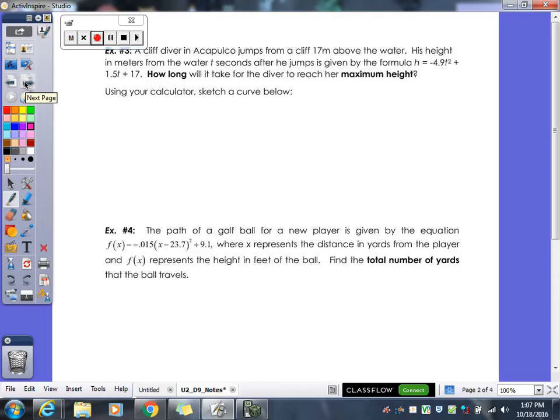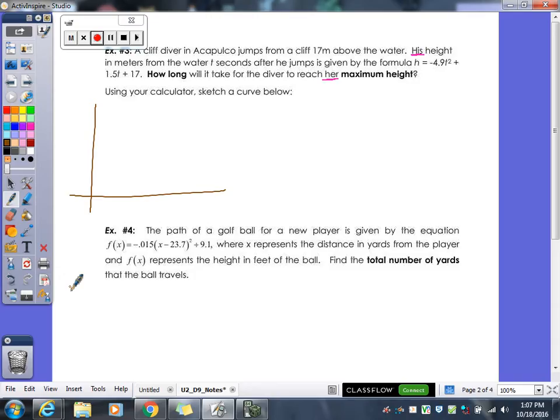All right, so let's take a look at the back. We have a cliff diver in Acapulco, jumps from a cliff 17 meters above the water. His height in meters from the water, t seconds after he jumps, is given by the formula. How long will it take for the diver to reach her maximum height? Did you guys notice that the diver changes gender? His height, her maximum height. I just noticed that.